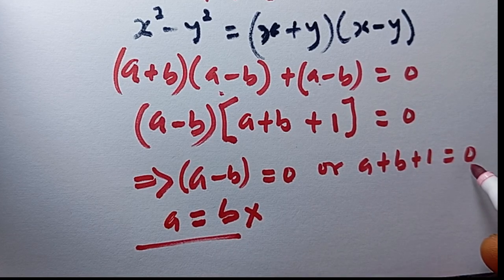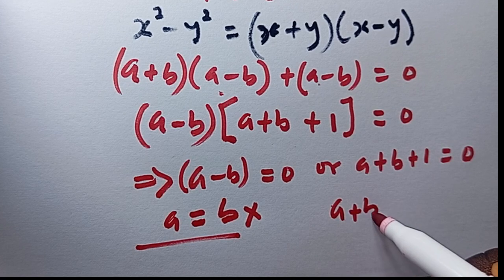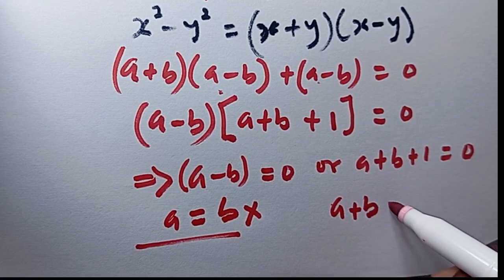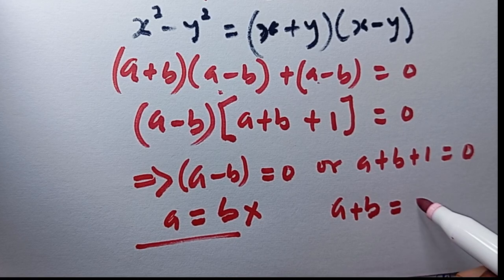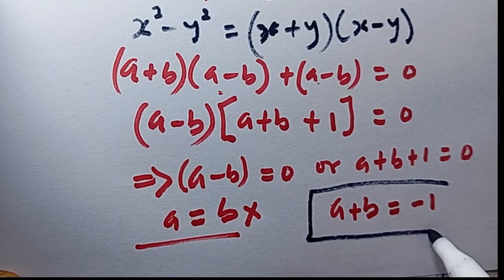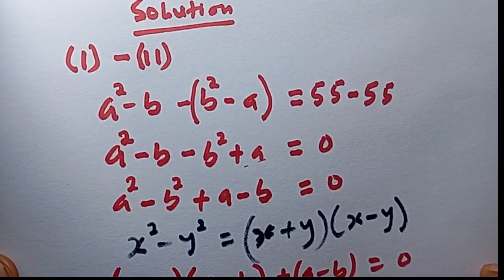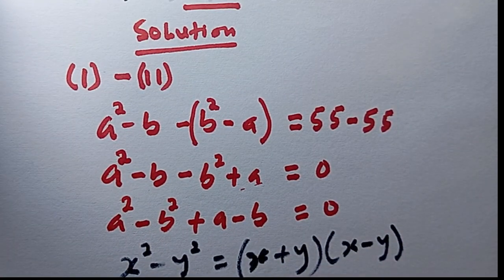We can just go ahead and check this one over here, so that we will now have a plus b. Okay, so if I push minus 1 to the other side, I'm going to be having minus 1. So let us note this: a plus b is equal to minus 1. So we can go back to equation 1 and equation 2.